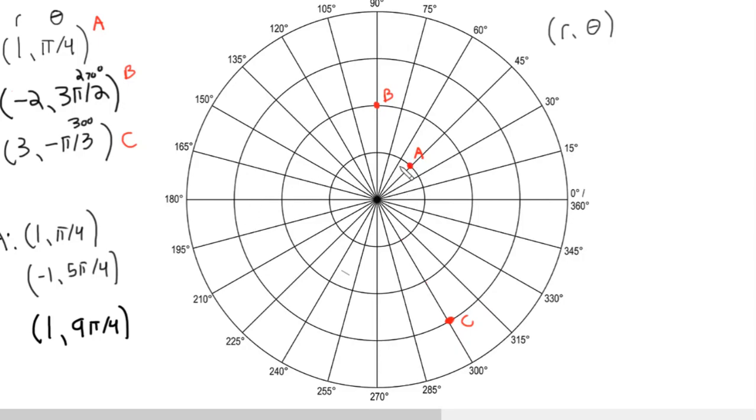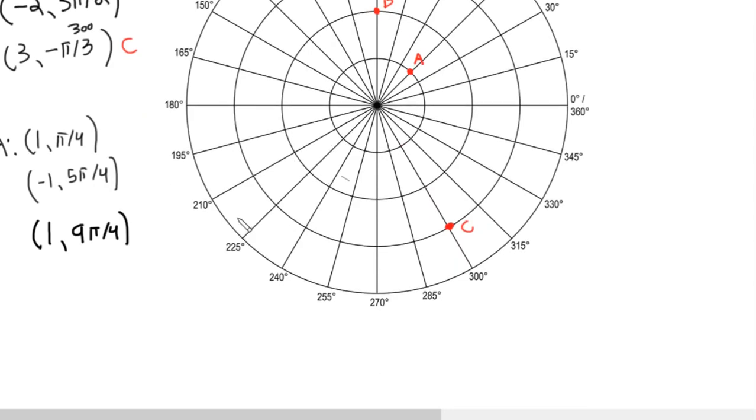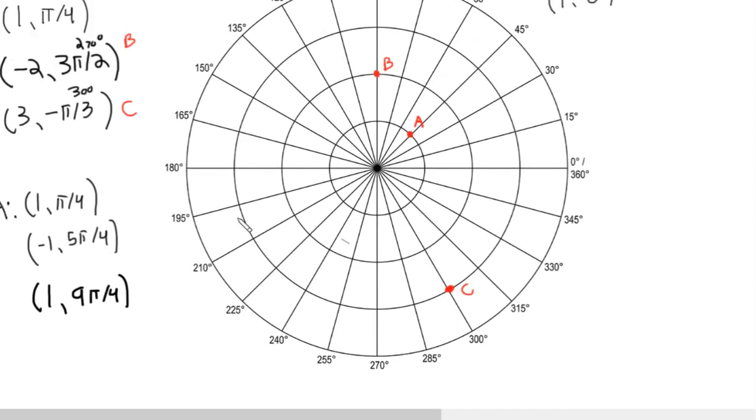I go 1 out, and we know that 9 pi over 4 is going to end up at 45 degrees again. It's going to end up the same place, so it's just right there. So, there's plenty of different ways to write the same thing. Really don't let it confuse you. Sometimes your answers will be different than what's in the book. But it's really all the same.